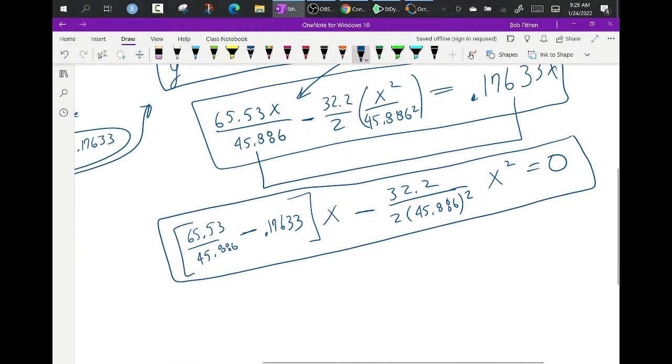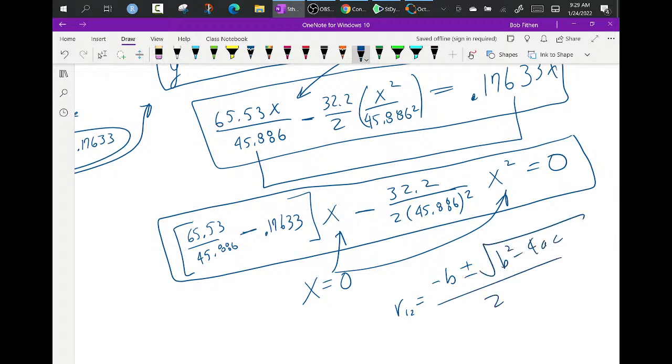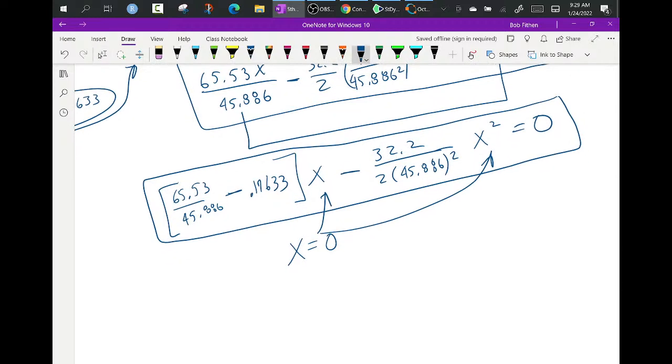Now, the first thing, without going too far, is I realize if I put in x equals 0 here and here, the equation is exactly satisfied. So I can go in and do the quadratic formula, or I can just notice that I don't even have to do that, because now I can reduce it down one more step.